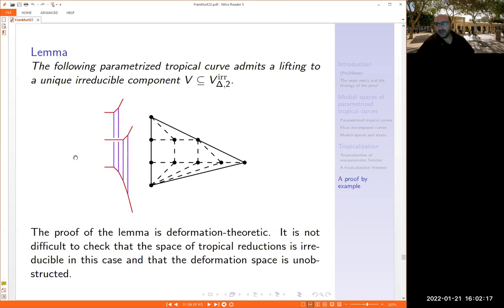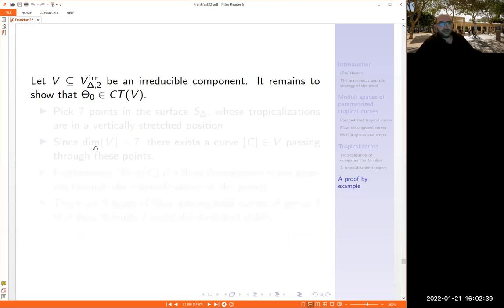Okay, and now what I would like to show is that in fact any irreducible component necessarily contains curves whose tropicalization looks like this. This will be proof step 2 and will complete the proof of the main result in this particular example. Okay, good. So now pick any irreducible component, and it remains to show that this particular type belongs to the set of combinatorial types associated to it. So how do we prove it? We must start with something. We must find some type that belongs to CTV.